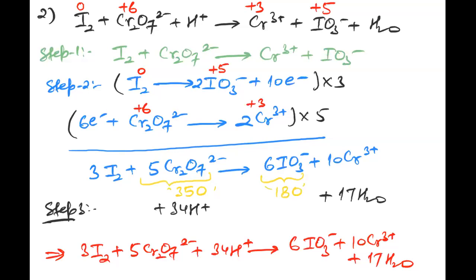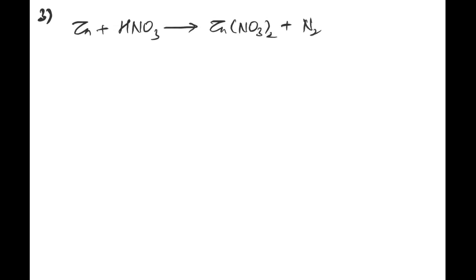I can take one more example for you to balance the reaction. Let's say the third reaction to balance is zinc when treated with HNO3. It will give zinc nitrate plus N2O plus H2O. So it is zinc plus HNO3 will convert into zinc nitrate plus N2O plus H2O.